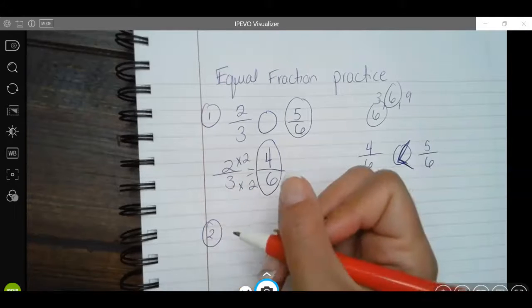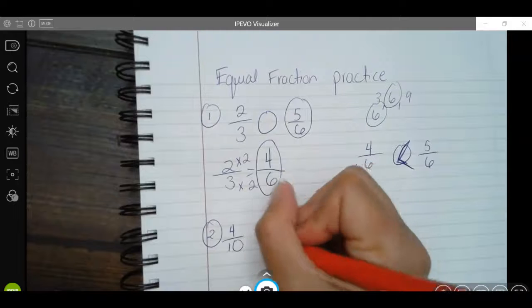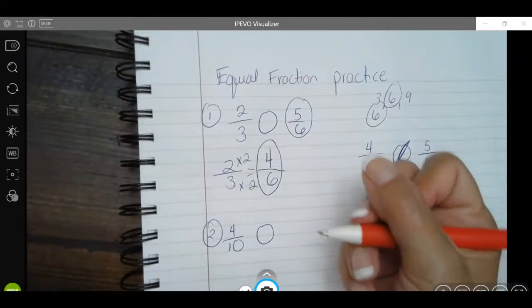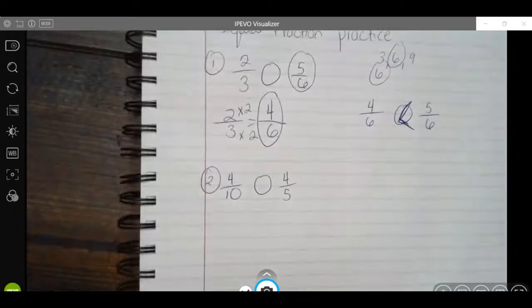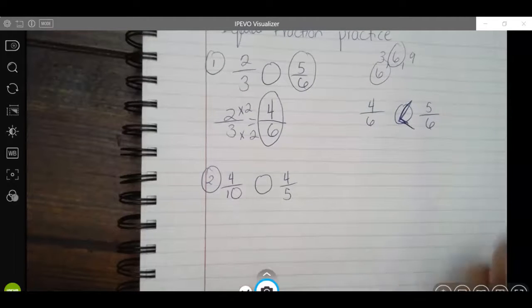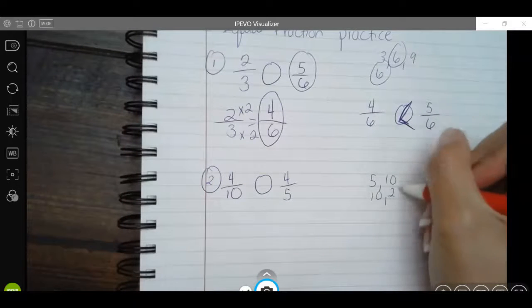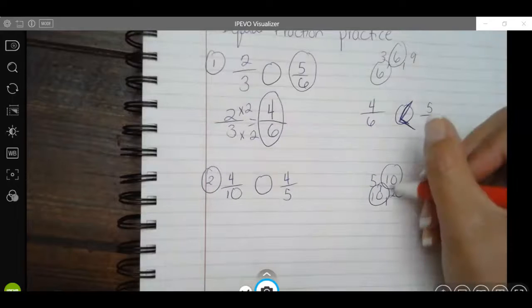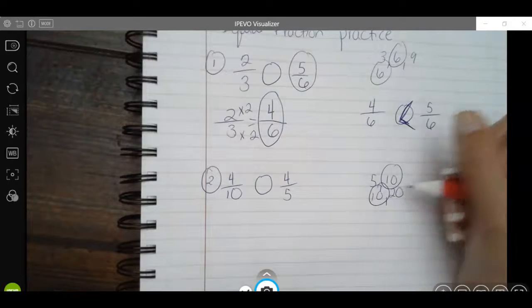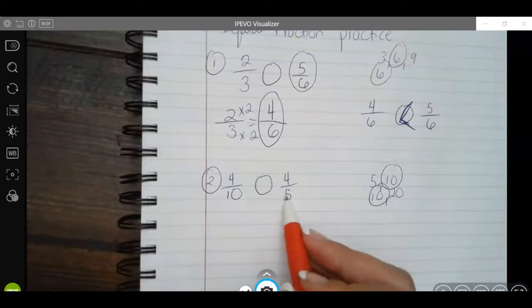Number 2. We're going to do 4/10, and we're going to compare that to 4/5. Okay? So what I need to do first is make them have the same denominator. I know that 10 is going to be the least common denominator because it's the least, meaning smallest, common denominator. So do I have to change this one? No. I'm going to change this number.